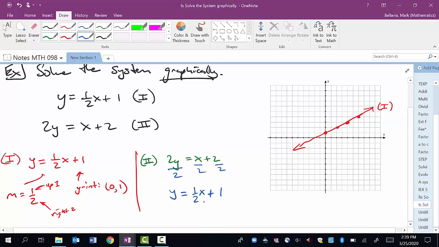If you're careful and you're noticing, that was actually the original first equation. So these are going to be the same line, right? You can see it right away. The slope is still 1/2. The y-intercept is still 0, 1. But you can see it, right? So these are the same line.